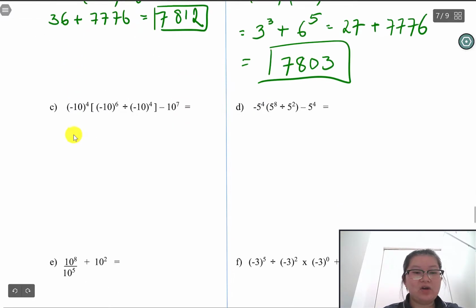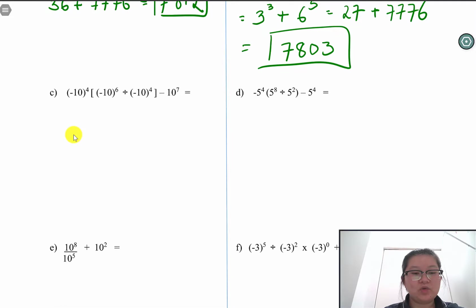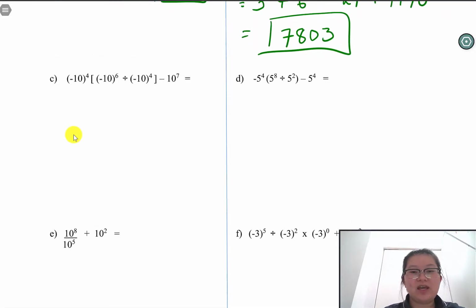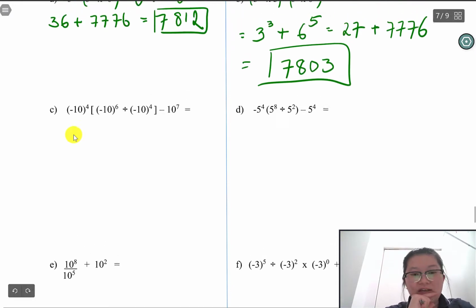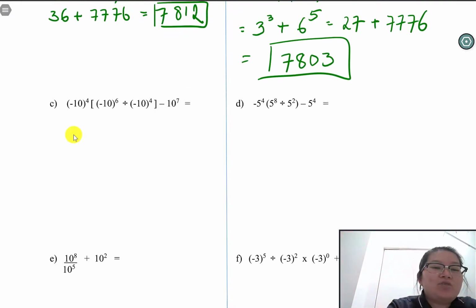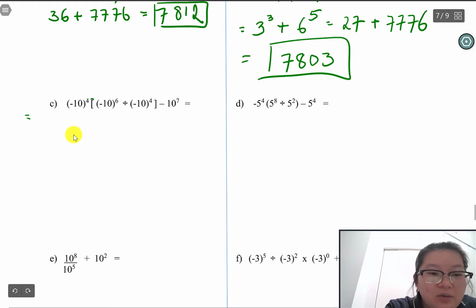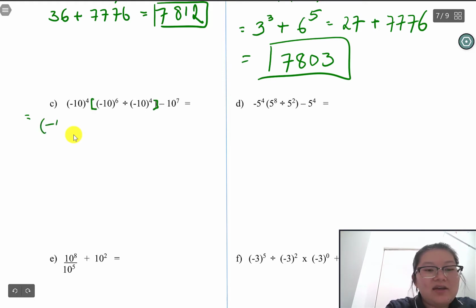All right, so how about this? I'm going to do C, then I'm going to give you a chance to do D and E. So let's do C together. According to BEDMAS, we always look at brackets first. So we will work on these brackets and copy everything down that is not within those brackets.